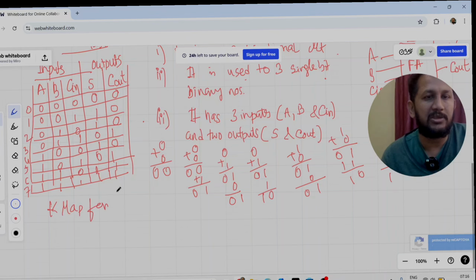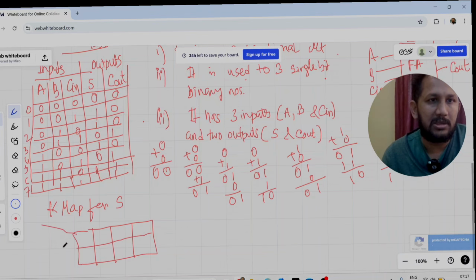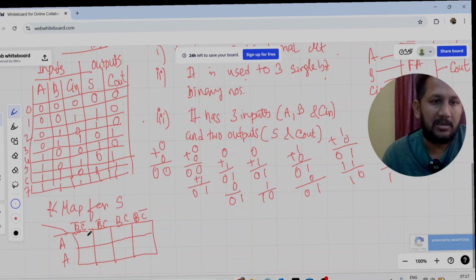K-map means Karnaugh map. It is used to minimize Boolean expression. K-map for S. There are 3 input variables, so there are 8 cells in the K-map. One is A bar, A. Another is B bar C bar, B bar C, B C, and B C bar. This is the combination of B and C. This is the value of 0, this is 1, this is 2, and this is 3.